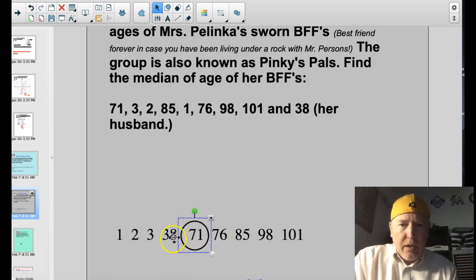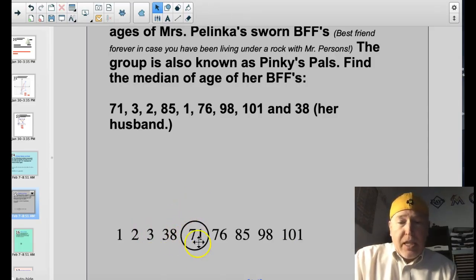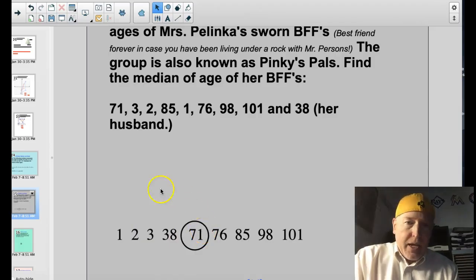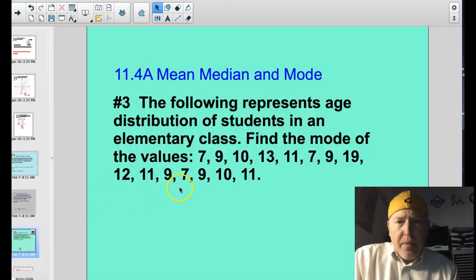But she's got a lot of young friends, and everybody else is really old. Wait, there's a 38. Oh, that's her husband. I don't know. You can draw any conclusions you want there. If you line them up, 71 is the median age of her BFFs. Pretty old. Not like me, a young guy.